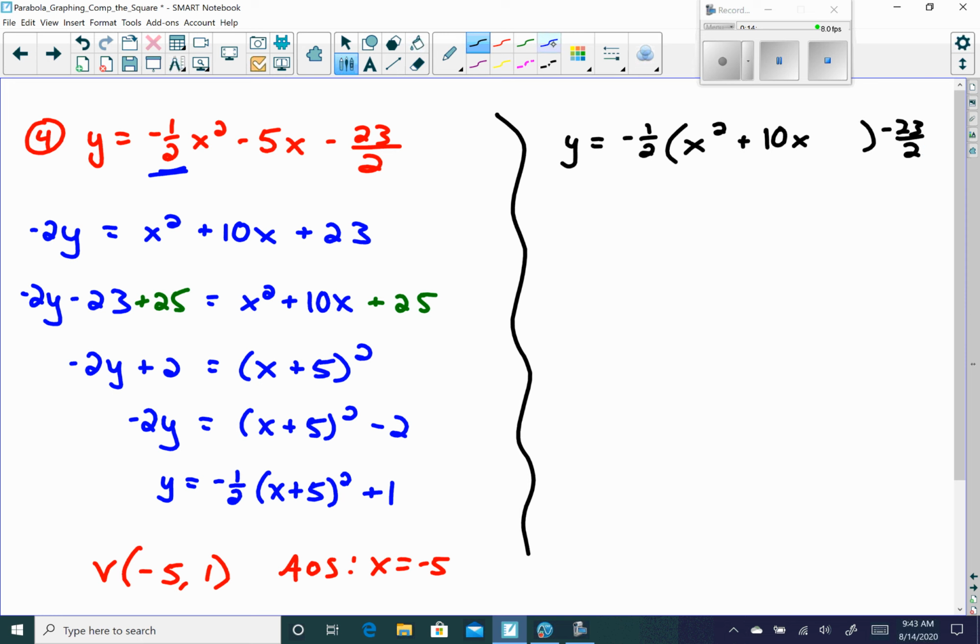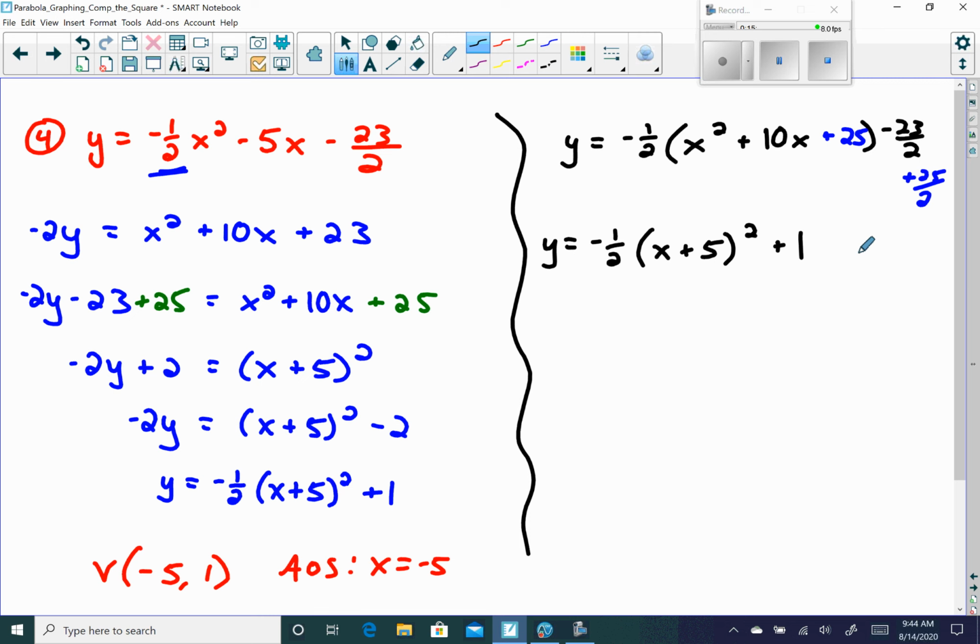23/2. So again, in here, we're going to add 25. But I didn't really add a 25 to the side. I added a negative 1/2 times 25, which is a negative 25 halves. So I really want to add 25 halves to this side. So now this turns into y equals negative 1/2 times the quantity x plus 5 squared. 25 halves minus 23 halves is 2 halves, which is a positive 1. And again, we have the same vertex and axis of symmetry derived from this.